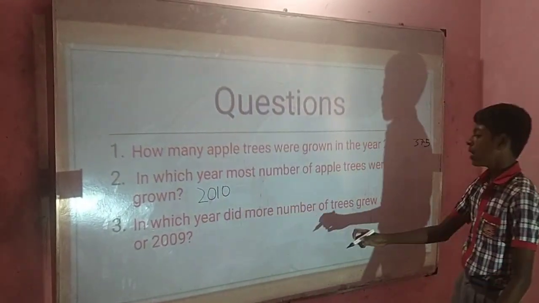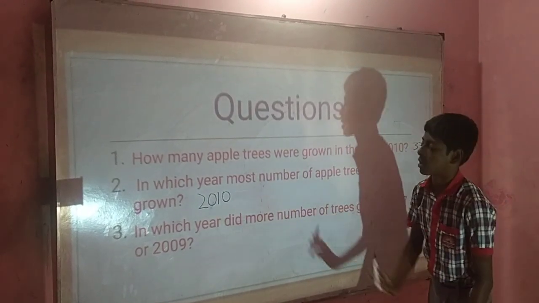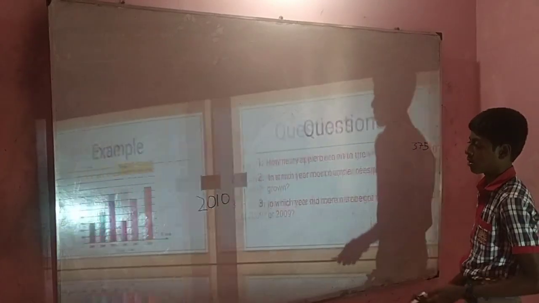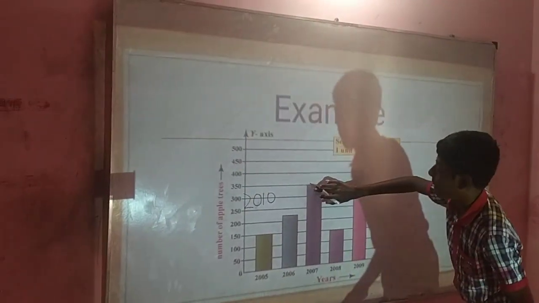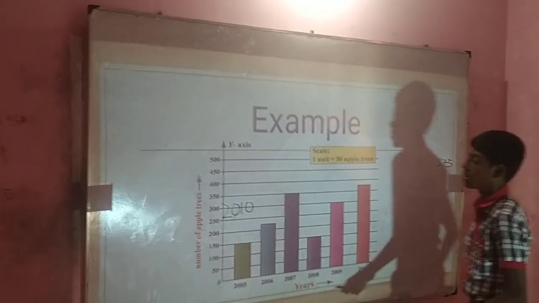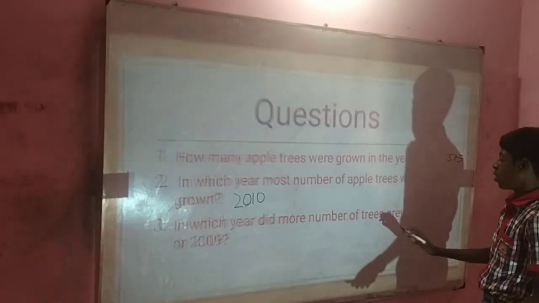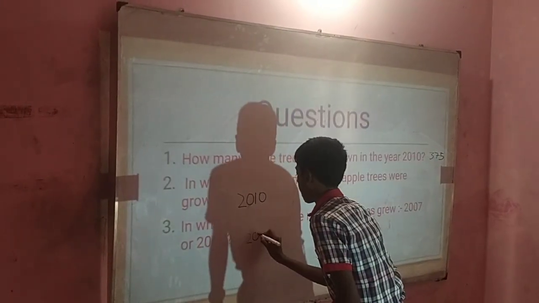So now, in which year did more trees grow, 2007 or 2009? In the year 2007, there were 350 apple trees, and in the year 2009 there were only 300 apple trees. So we are safe to say that in the year 2007 more apple trees were grown.